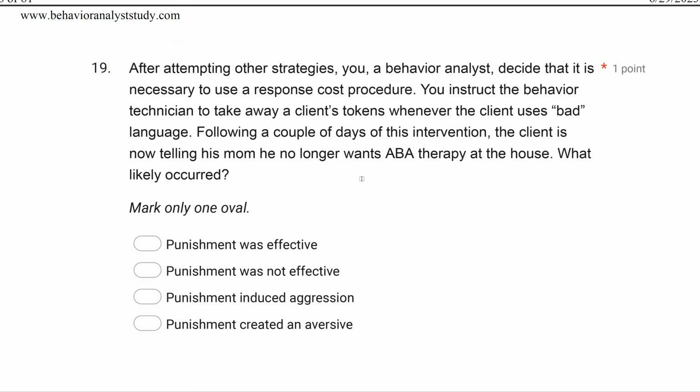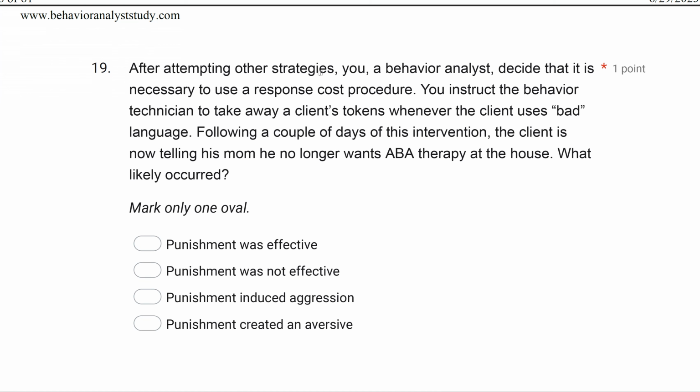If we cancel therapy every time a client said they didn't want it, we'd cancel a lot of sessions, right? So we've got to be a little skeptical and cautious here. Okay, what likely occurred given this information, right? Did the client just all of a sudden decide, I don't want ABA? Well, remember, behavior is determined, so something must have occurred.